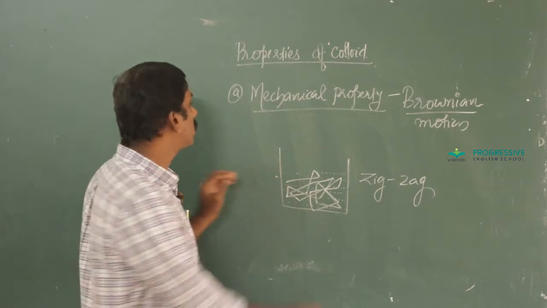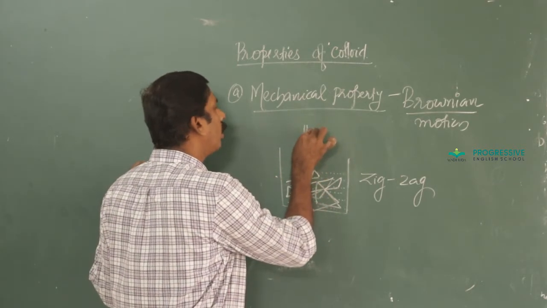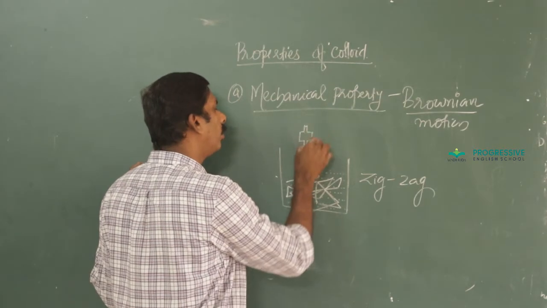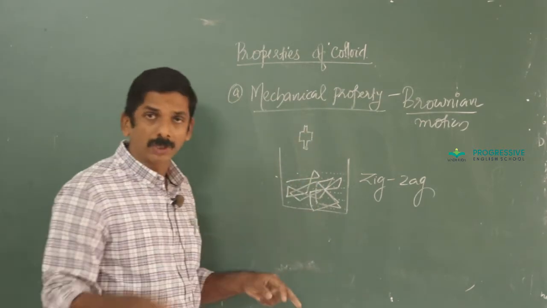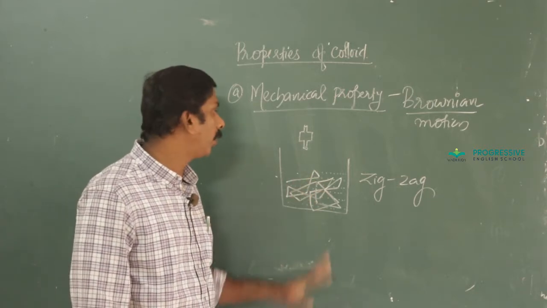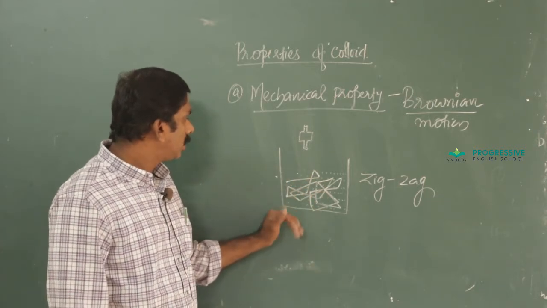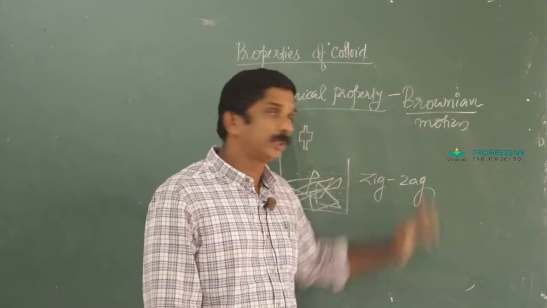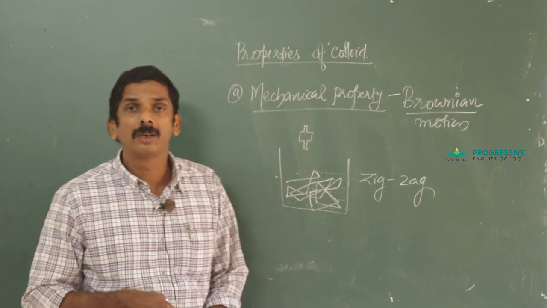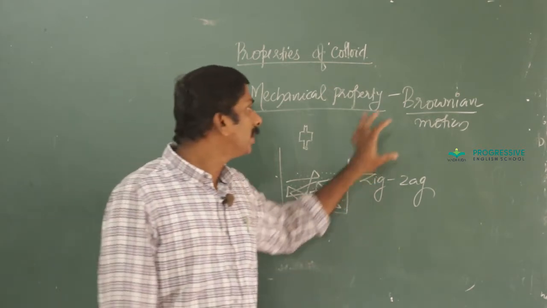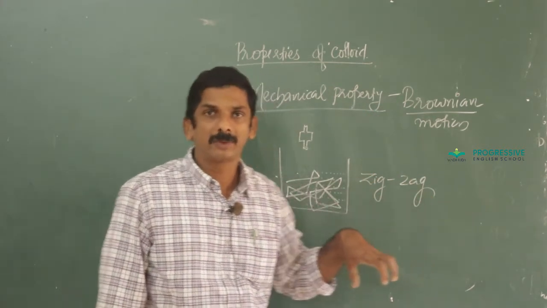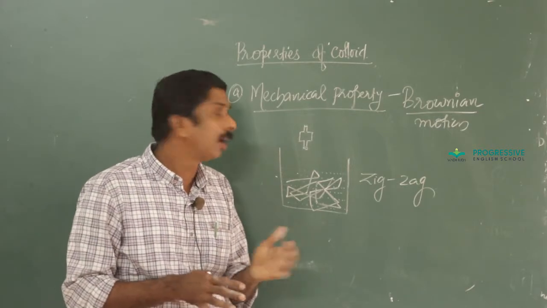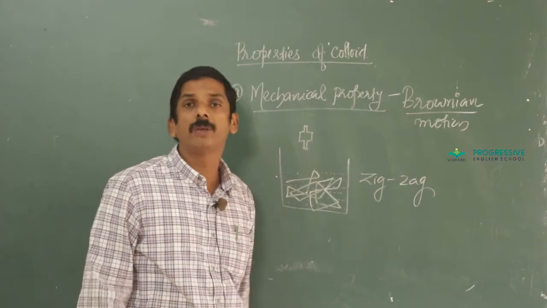Once more, the colloidal particle is observed with the help of an ultramicroscope. Then only we can watch the movement of colloidal particles. Suspended particles do not exhibit Brownian motion. You know what is the reason? Yes, because they have large size. Due to this large size, suspended particles do not exhibit Brownian motion.